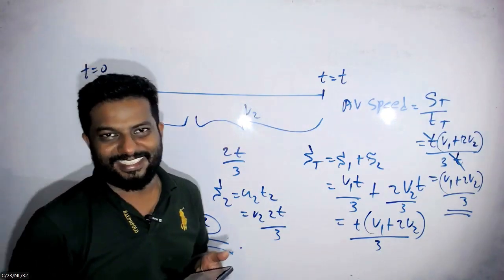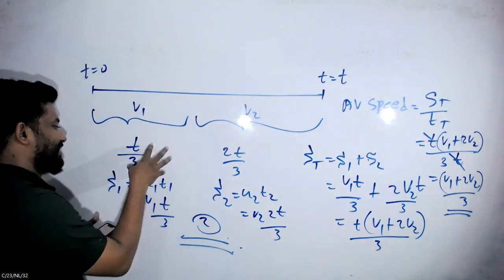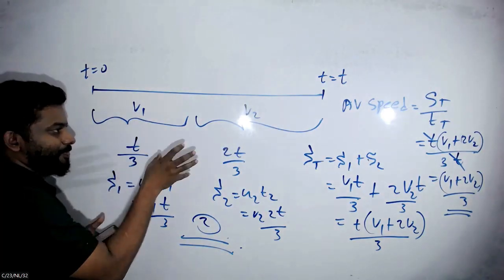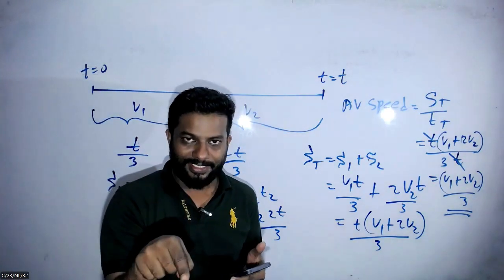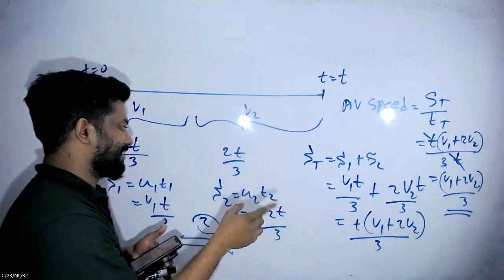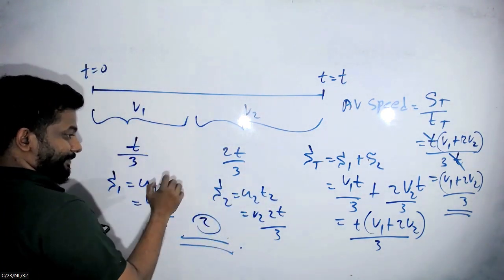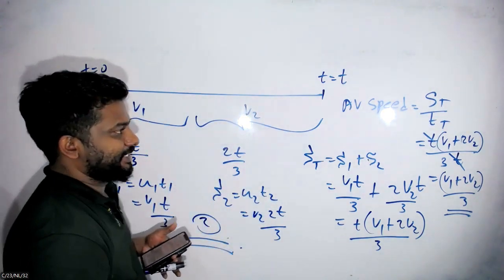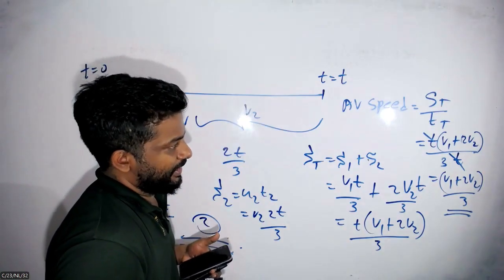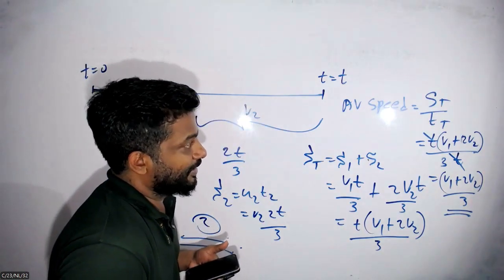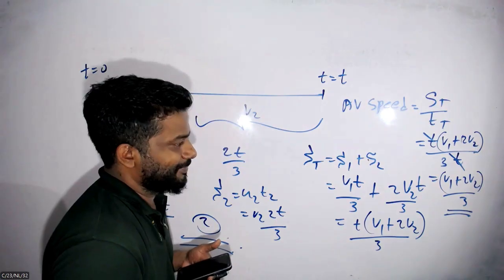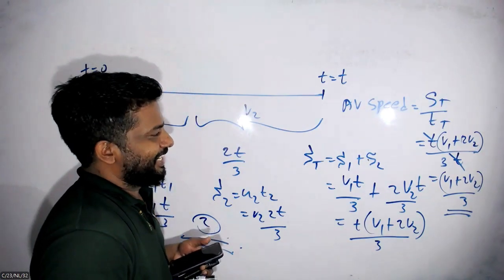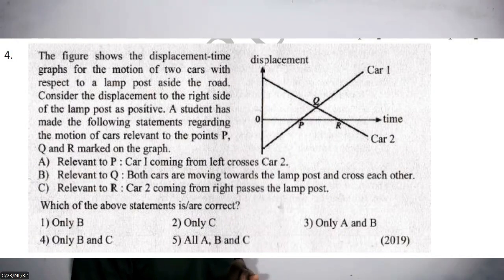Right? Easy. They have given time intervals and speed. Then you can obtain an expression for the total distance traveled by using these two data. Then you can obtain average speed by considering the ratio between total distance and total time interval. Right? Let's see the next question.